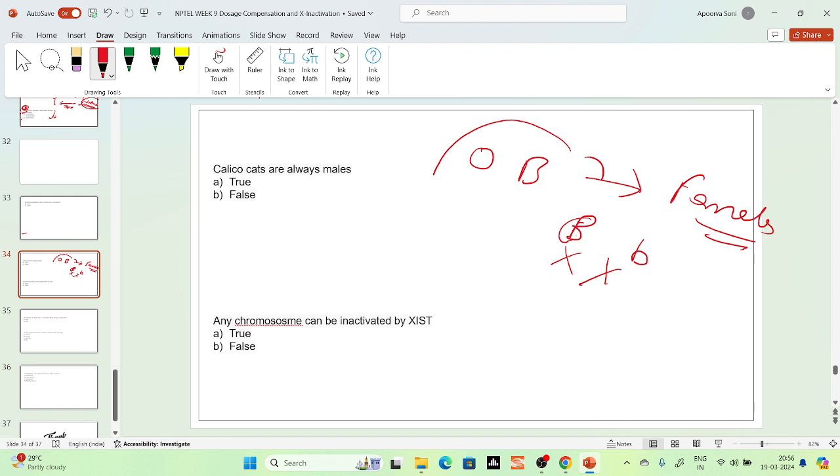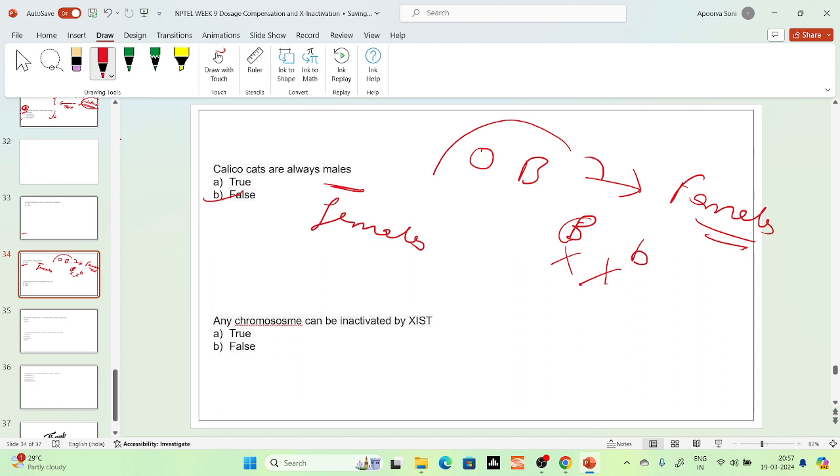So these calico cats are always seen in males. True or false? What would be the answer then? False, ma'am. Okay. The answer would be false because they are seen in females. Okay.